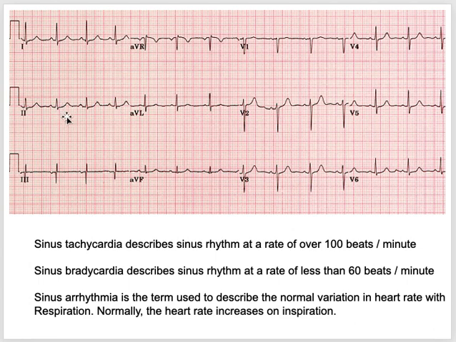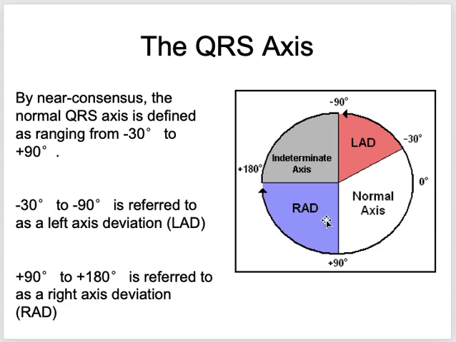Now in right axis deviation, you can see over here, the axis is shifting clockwise. Normally the final vector which we get is over here. So in right axis deviation, it deviates to this side, clockwise. You know, the clock runs like this, so clockwise, right? When it runs clockwise, you will see these two are interlinked or interconnected.